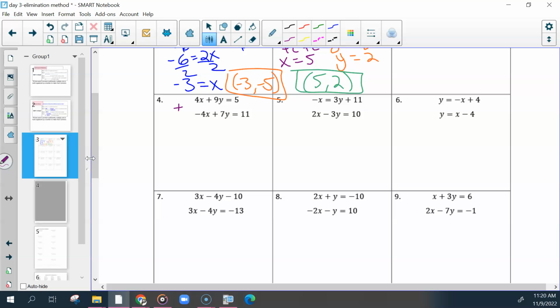So we're going to add the two equations together. We just found that 4 plus a negative would cancel our x's. 9 plus 7 would give us 16y. And then 5 plus 11 would also give us 16. So we would solve for y.